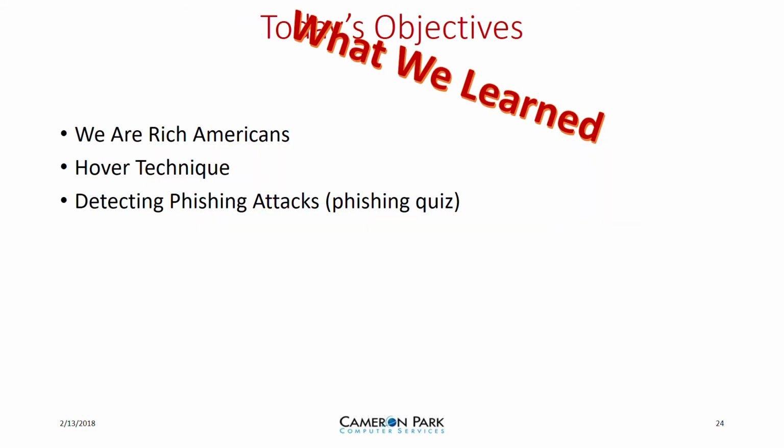Let's review. In part 1, I showed how we are rich Americans. We are gullible and therefore we are attractive targets. Here in part 2, I showed the hover technique, which is a technique you can use to vet a link before clicking it. And number 3, we did the phishing quiz. One of those websites I showed you was honest, the other 4 were not.